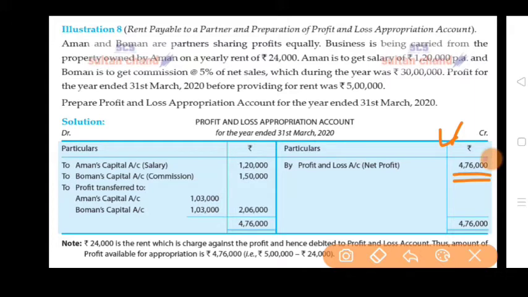So from this 4,76,000, and here is the amount 2,70,000. If you total both of them, 1,20,000 plus 1,50,000, it will be 2,70,000. So from 4,76,000, if we deduct 2,70,000, the amount will be 2,06,000, and it comes on the debit side, so it will be considered as profit. You write "profit transferred to partners' names", and this profit will be distributed among partners in their profit sharing ratio, and the profit sharing ratio was equal.